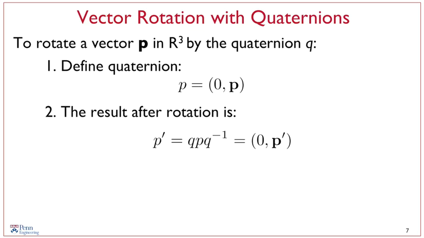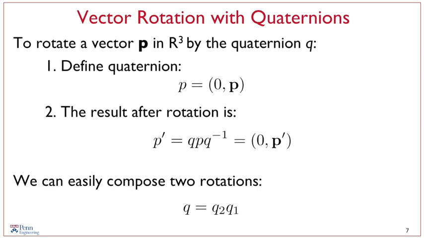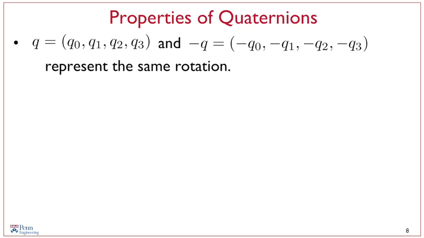It is also easy to compose rotations in the quaternion representation. A rotation of q1 followed by a second rotation q2 is represented by the quaternion q equals q2 times q1, where again we are taking the quaternion product of q2 and q1. Like the axis angle representation, there are two quaternion representations for each rotation. Q and negative q represent the same rotation.